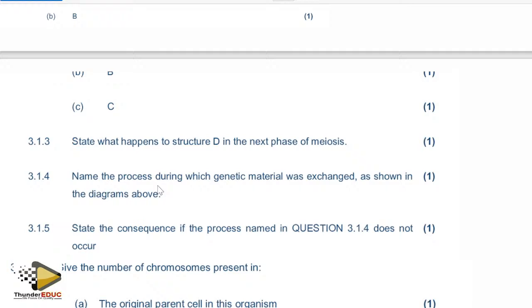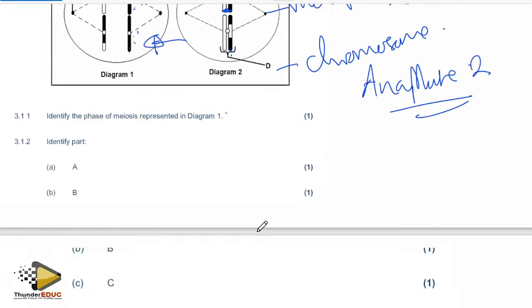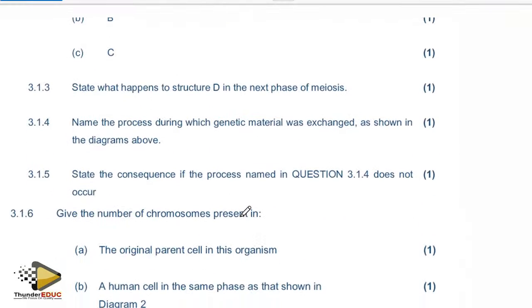Then they are saying, name the process during which genetic material is exchanged as shown in the diagram above. What causes these chromosomes to exchange genetic material? We'll look at crossing over in detail in the next class, inshallah. So we call that process crossing over.